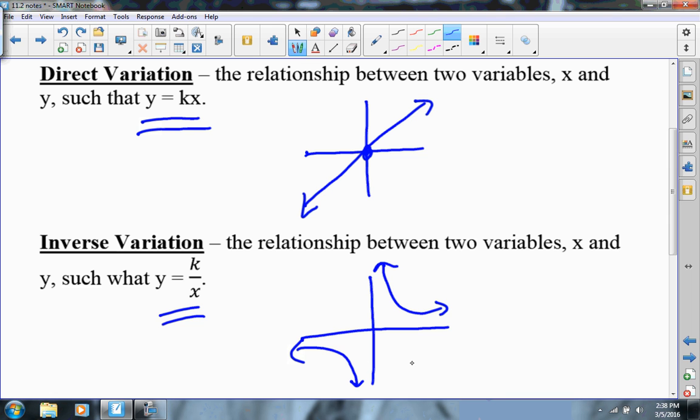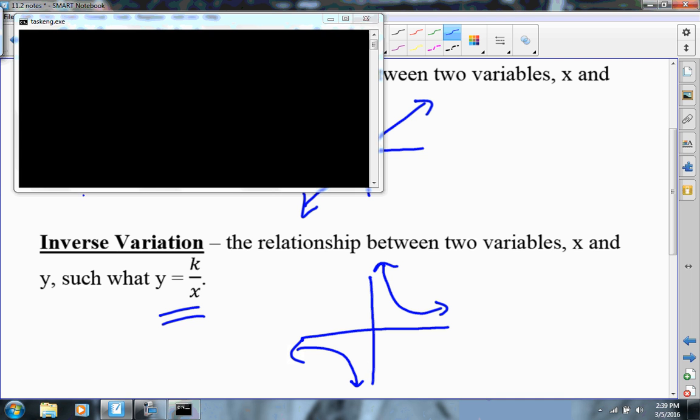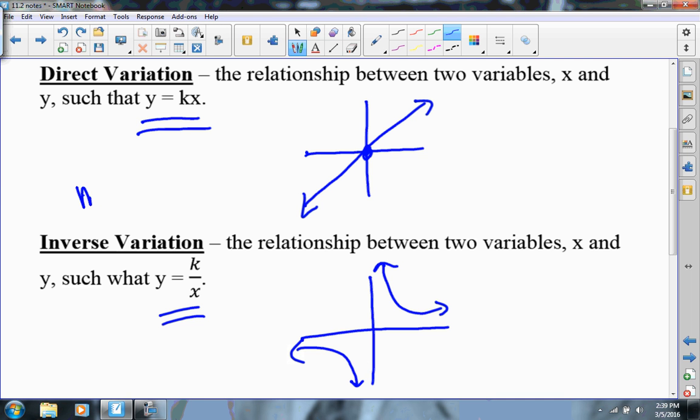So the difference between them is that direct is where we multiply. And then inverse variation is where we are going to divide. That's the main difference between them.